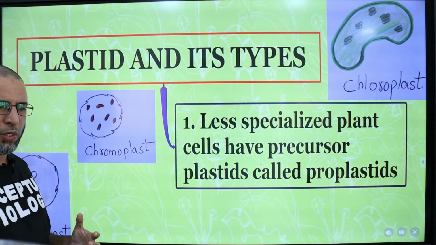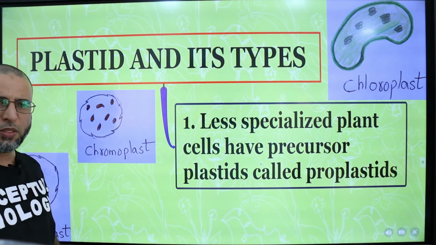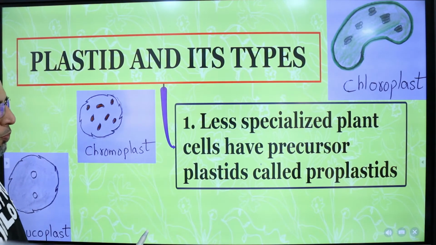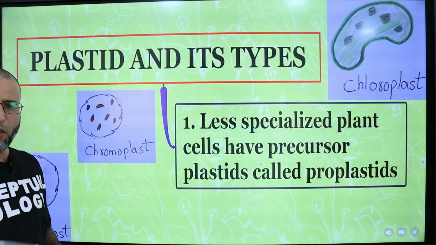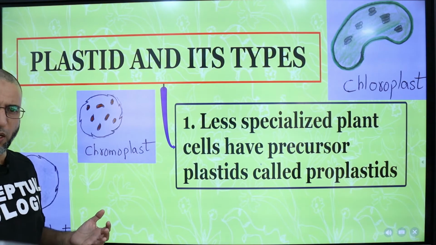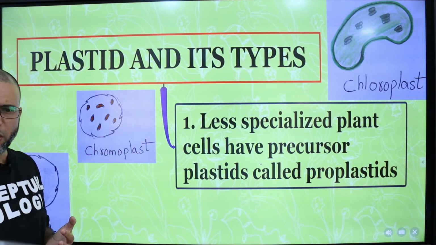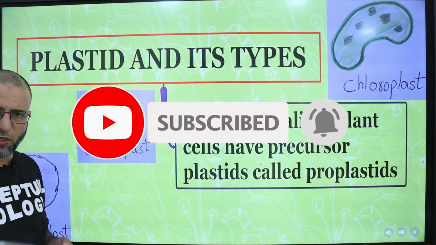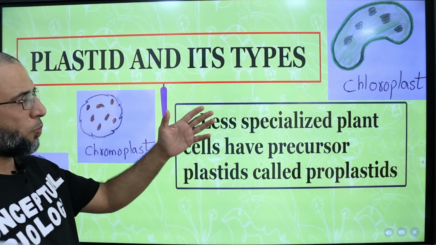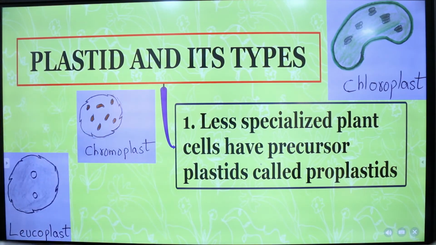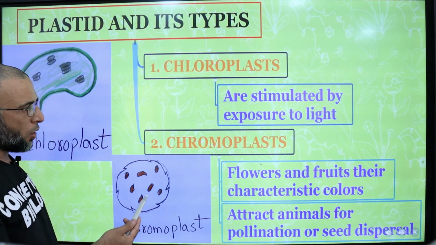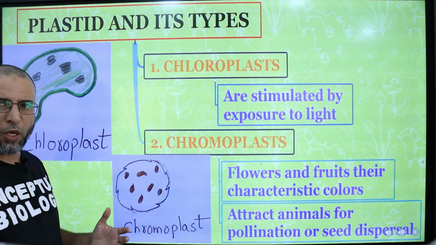Plastids are a group of related organelles found in all types of plants and algae. Less specialized plant cells have precursor plastids called proplastids. Proplastids divide and redivide in meristematic cells which are distributed in different cell types. Depending upon the structure in which proplastids are present, intracellular factors and exposure to light, they might develop into chloroplast, chromoplast and leucoplasts.